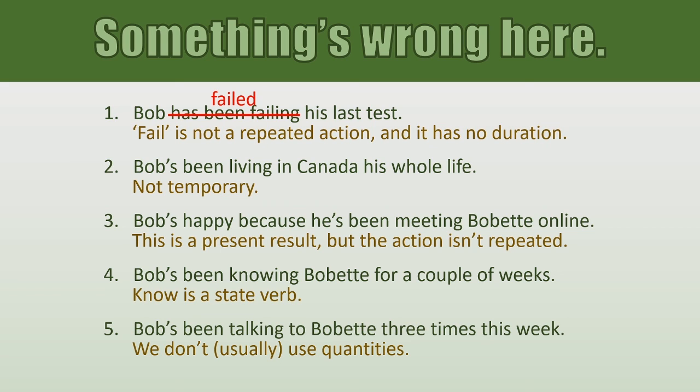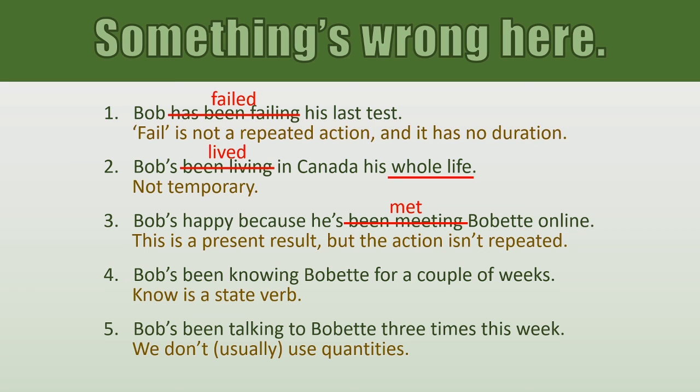Number 2, Bob's been living in Canada his whole life. As I mentioned, his whole life is a problem. But you can either change this. So if you changed it, great. Bob's been living in Canada for a year. Or we change our tense. So, Bob's lived in Canada, present perfect simple. Now, Bob's lived in Canada his whole life, no problems. Number 3, Bob's happy because he's been meeting Bobette online. Well, one-time action. He's met Bobette.